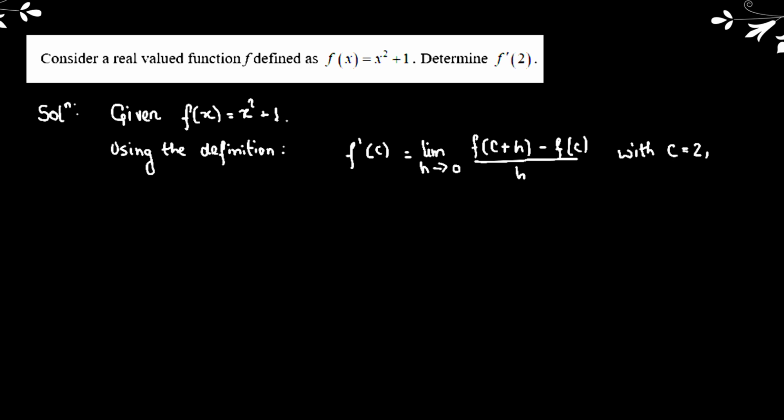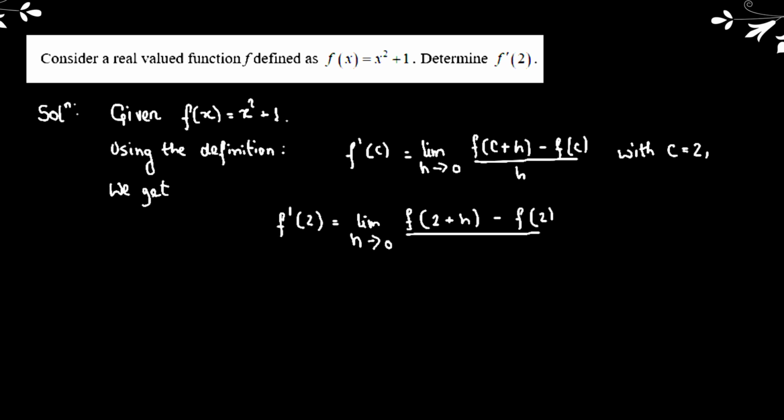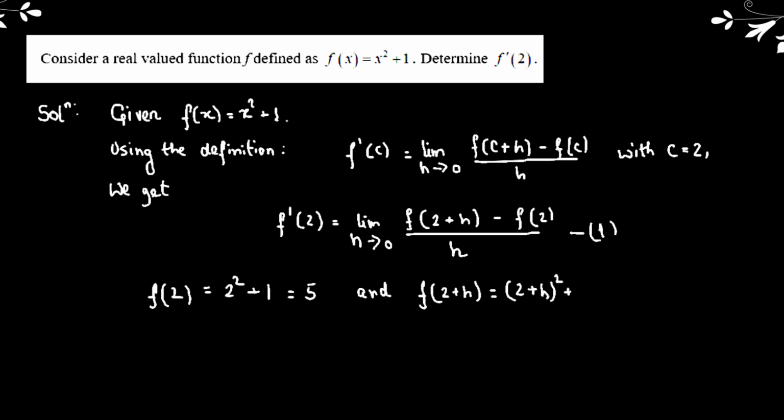So we get f prime of 2 is equal to the limit h tending to 0 of (f(2 plus h) minus f(2)) divided by h. Let's set this as equation number 1. Now we determine the value of f(2) by plugging x equals 2 into f(x), which gives us 5, and f(2 plus h) is (2 plus h) whole squared plus 1, and when we solve this we get 5 plus 4h plus h squared.